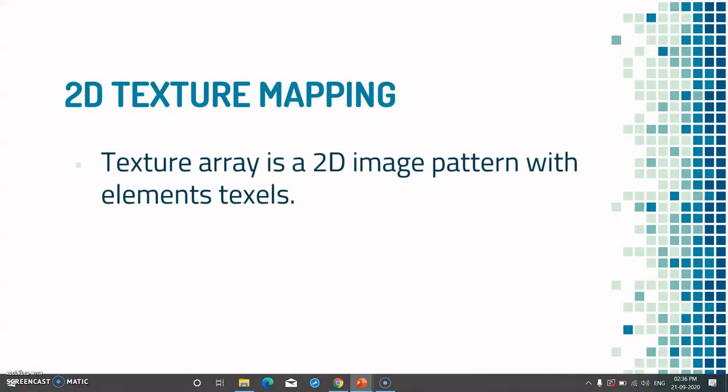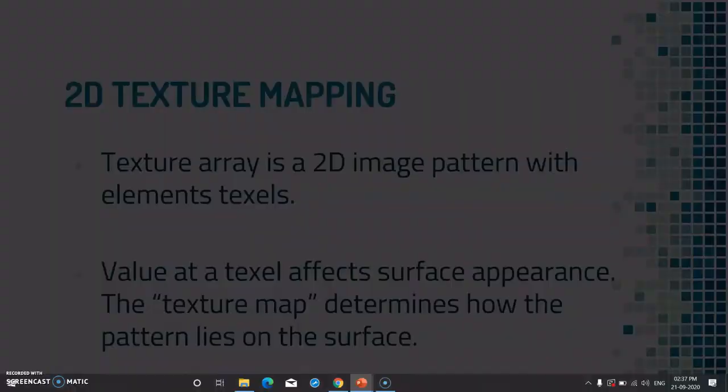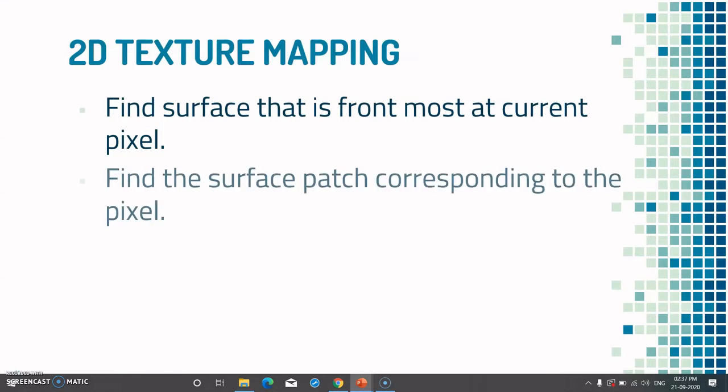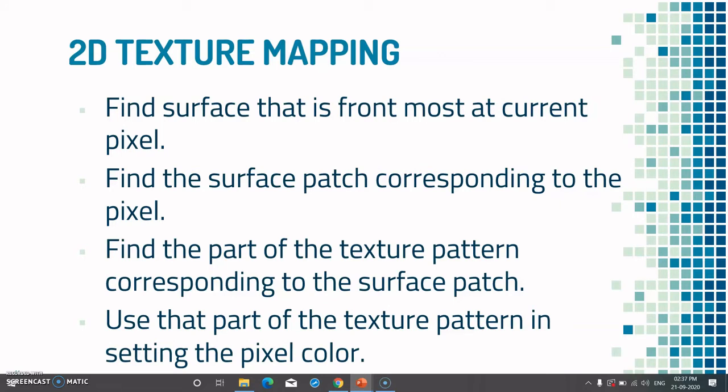Now, a texture array is a 2D image pattern with elements called texels. We already mentioned that the value at a texel affects surface appearance. That means the texture map determines how the pattern lies on the surface. First, we find the surface that is frontmost at the current pixel. Then we find the surface patch corresponding to the pixel, find the part of the texture pattern corresponding to the surface patch, and use that part of the texture pattern in setting the pixel color.